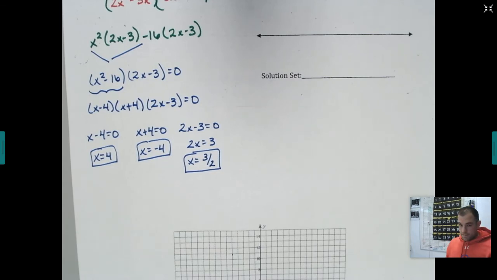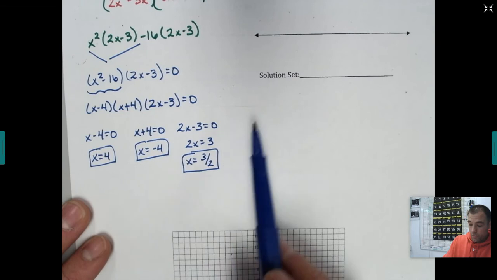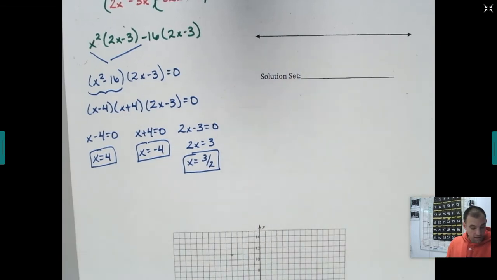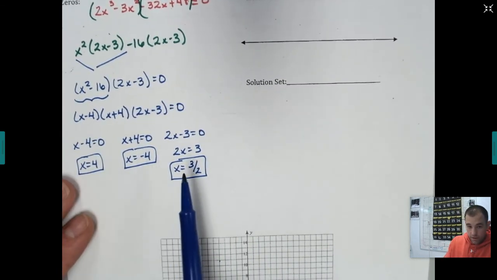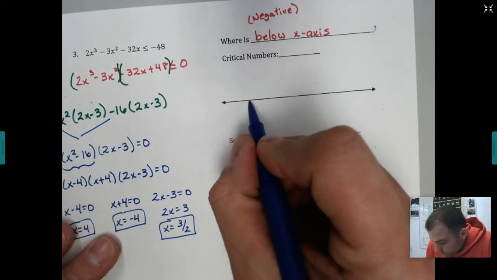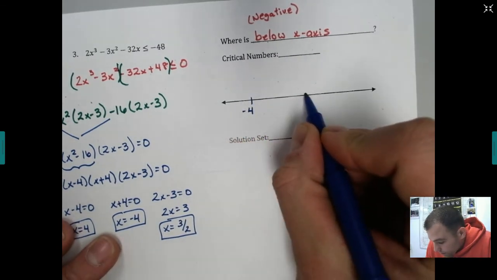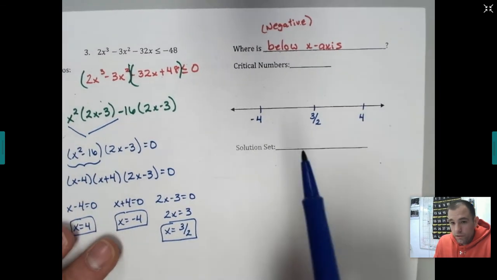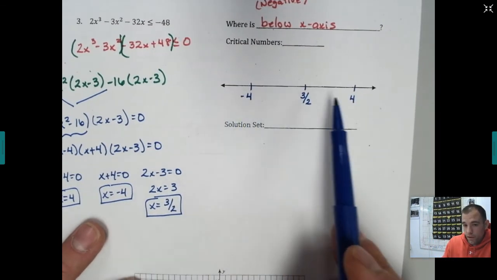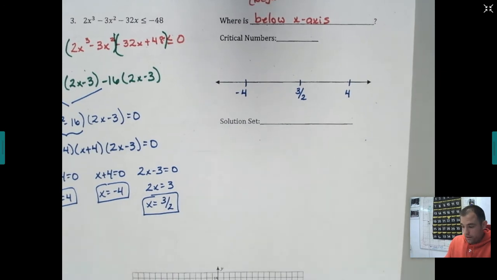Okay? So now I have 3 numbers that I am going to put on my interval. So my first one is negative 4, then 3 halves, then 4. So I'm going to put negative 4, then I'm going to put 3 halves, then I'm going to put 4. They have to go in order. Make sure you put them in the right order. 3 halves is the same as 1 1/2.